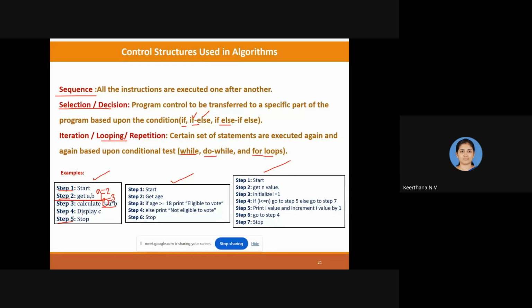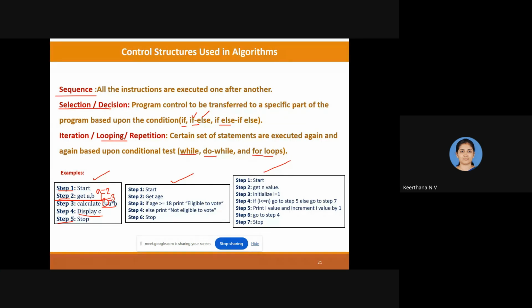In the fourth step, you have to display the output. What is the output here? Here I am storing the resultant value in the third variable C. That's why I have given display C. Step 5 will be stop the program.